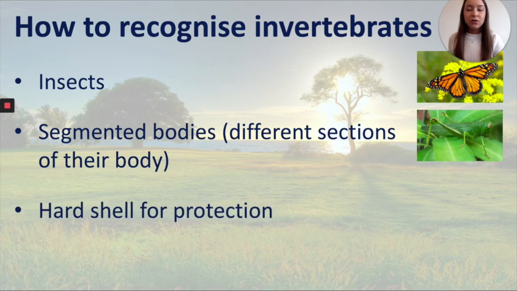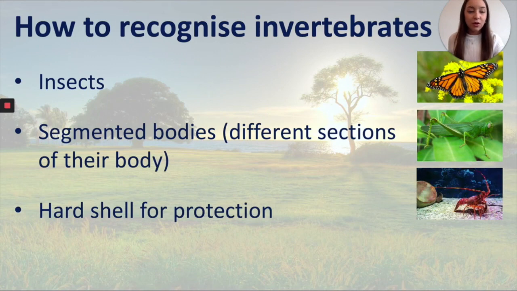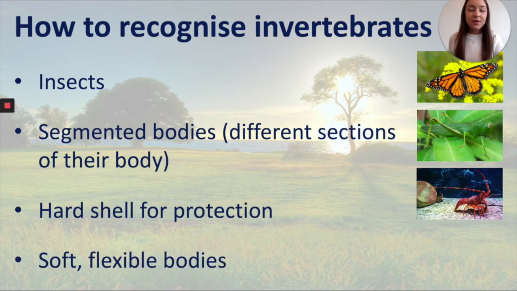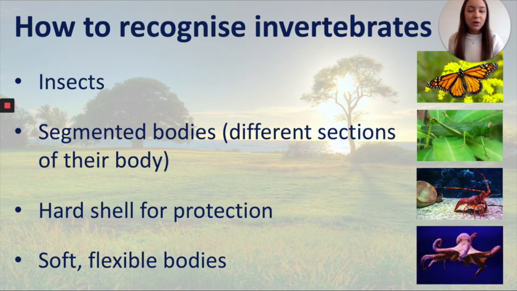Also, lots of invertebrates have a hard shell for protection. For example, a lobster, or like we spoke about before, a crab, that's also got a hard shell to protect them. And some invertebrates have very soft and flexible bodies, so the exact opposite to having a hard shell for protection. An example of an invertebrate with a soft body could be an octopus or also a jellyfish like we spoke about before. So these are some things you can look out for if you're trying to classify whether an animal is a vertebrate or an invertebrate.